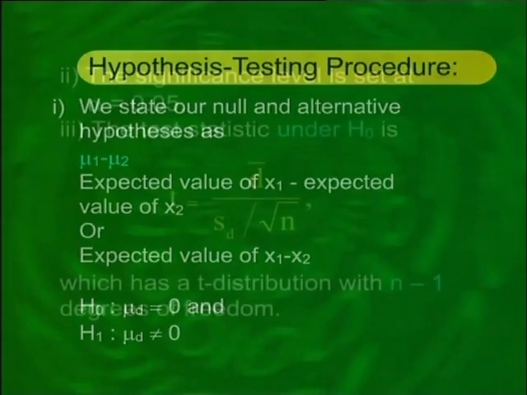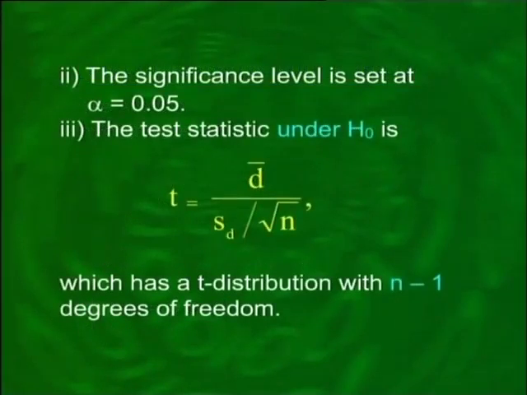The next step is the level of significance, and as you now see on the screen, in this problem we set it to be the usual level, 0.05. The test statistic under H naught, as mentioned earlier, is t is equal to d bar minus mu d over SD over square root of n. But since our null hypothesis says that mu d is equal to 0, therefore t can be written as simply d bar over SD over square root of n.